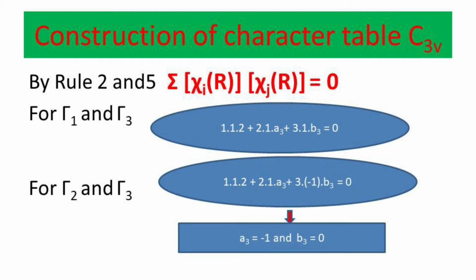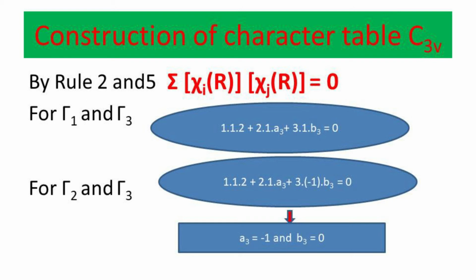And for the pair gamma 2 and gamma 3, the equation will be 1 into 1 into 2 plus 2 into 1 into A3 plus 3 into minus 1 into B3 is equal to 0. Here in the three-number multiplication, the first number is the order of a class, the second number is the character of the first irreducible representation in the pair, and the third number is the character of gamma 3. Because of the application of rule number 5 to these two different pairs, I am getting two different simultaneous equations in A3 and B3. After solving those two equations, I will get the values of A3 and B3. The value of A3 is minus 1 and B3 is 0.